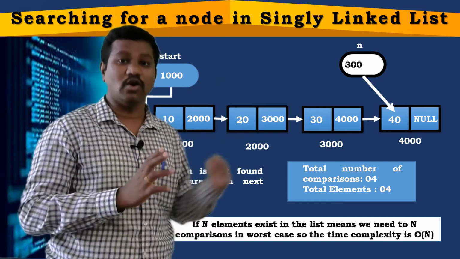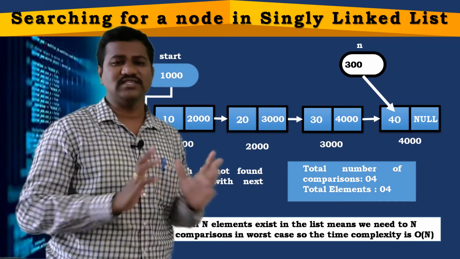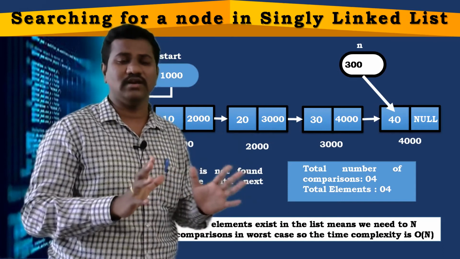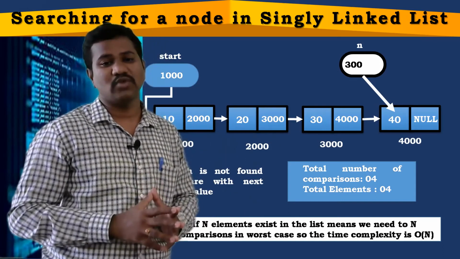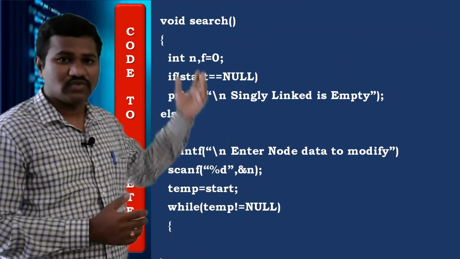Right? This is the drawback that we have in linear data structures. If you consider any linear list or any linear data structure, you have this problem. So now let us enter into the coding part of the search function, void search.